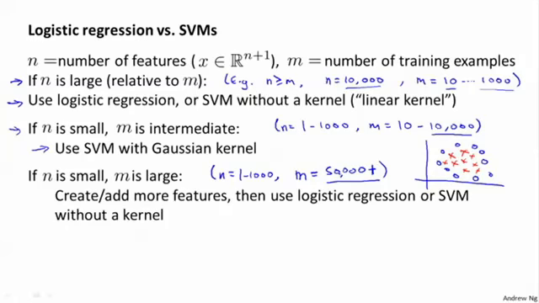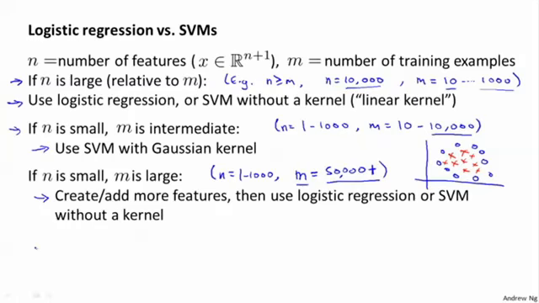Today's SVM packages, if you're using a Gaussian kernel, tend to struggle a bit. If you have maybe 50,000, it's okay, but if you have a million training examples, or maybe even 100,000, with a massive value of m, today's SVM packages are very good, but they can still struggle a little bit when you have a massive, massive training set size and you're using a Gaussian kernel. So in that case, what I would usually do is try to just manually create or add more features, and then use logistic regression or an SVM without a kernel.